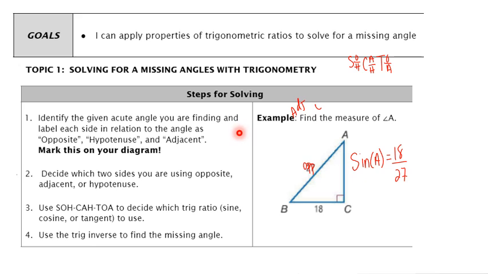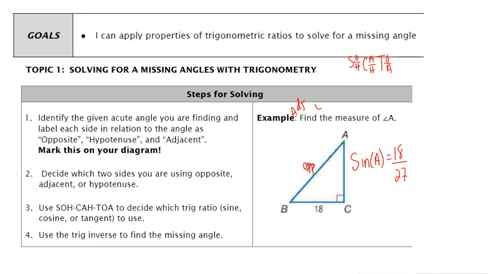So the steps look very similar. We label our diagram, we determine our ratio we're going to use. We use sine, cosine, and tangent. The only difference is we're going to use what's called an inverse. So we're going to use our calculator to have our calculator find a missing angle for us.